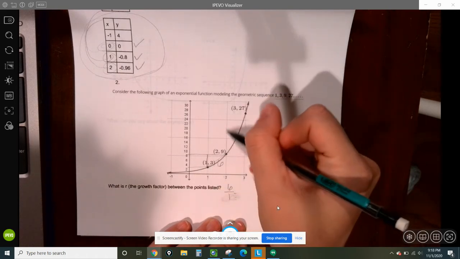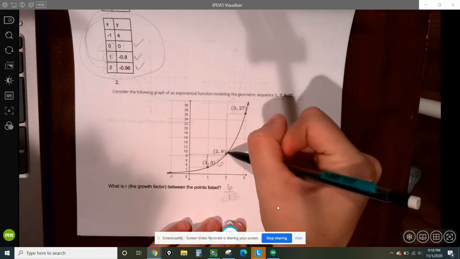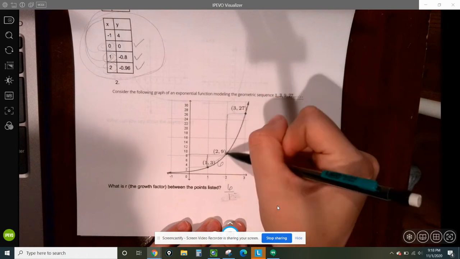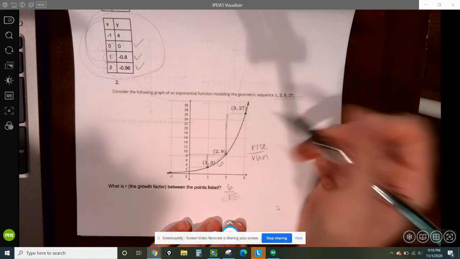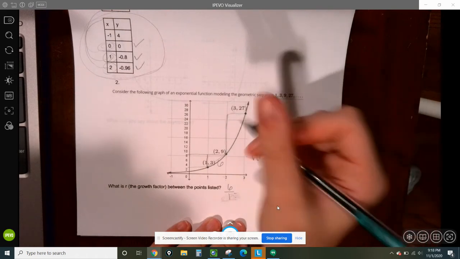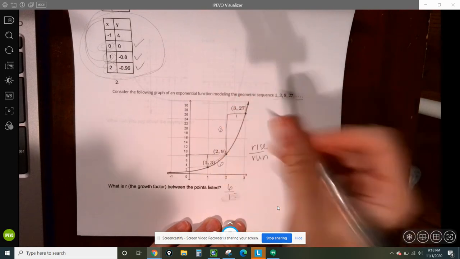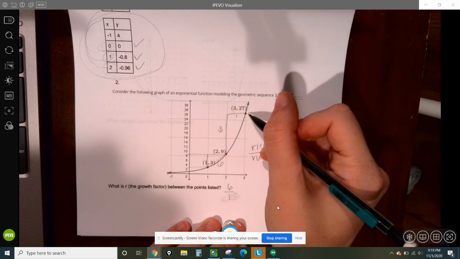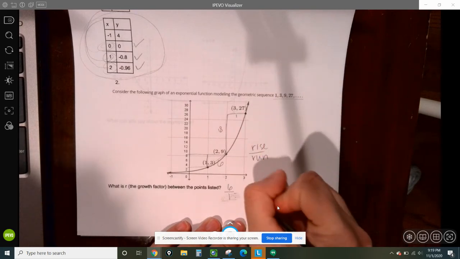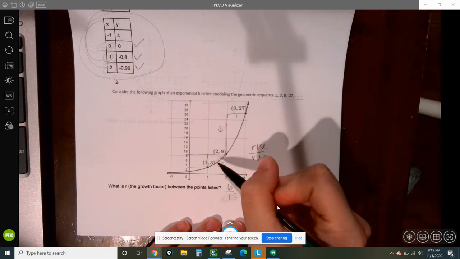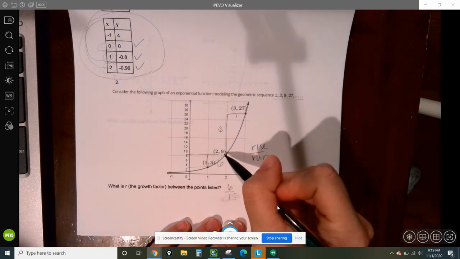Let's see what the growth factor is between these 2 points. I was at 9 and I went all the way up to 27. So up from 9 to 27 is up 18. And I went over 1, up 18 and over 1. So my growth factor there is 18 over 1, or just 18. So if it asks you what's the growth factor between 2 points, you just find the slope, the rise over the run.